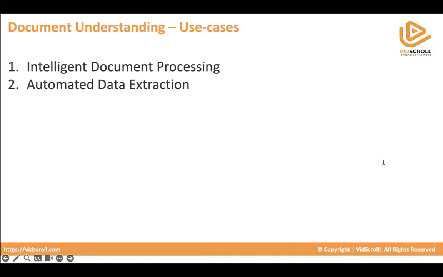The second is automated data extraction. Automated data extraction with document AI changes how industries manage and interpret vast amounts of unstructured data. By leveraging this service and machine learning technologies, document AI transforms unstructured documents into structured, actionable information. This technology is particularly impactful in industries like finance, legal, and healthcare, where the accuracy and efficiency of data processing is paramount.